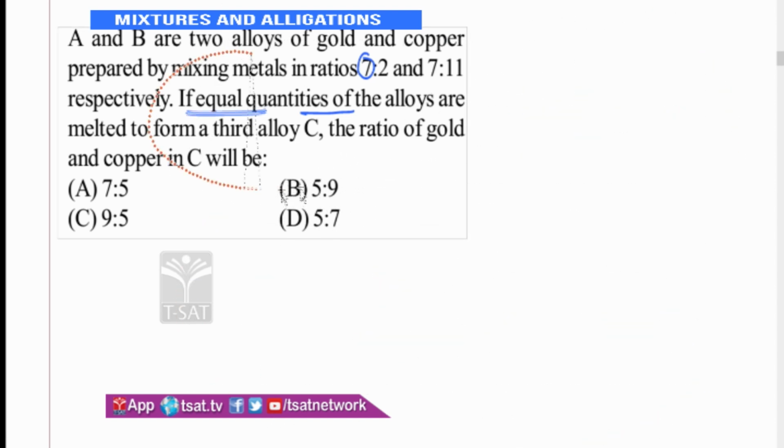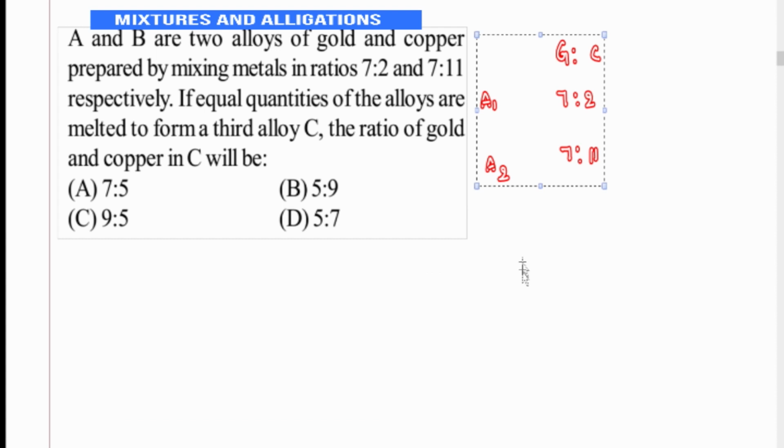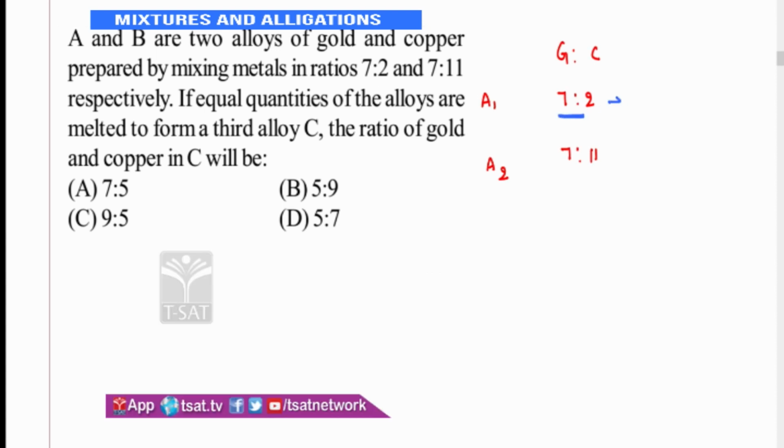How do I do it when they say equal quantities? Let's take the ratio of gold and copper in the first one. It's 7:2. In the second one, it is 7:11. This is alloy 1, alloy 2. Now tell me, take a multiple. How many parts are there? 9 parts. How many parts are there? 18 parts. Take any number which is a multiple of 9 and 18.